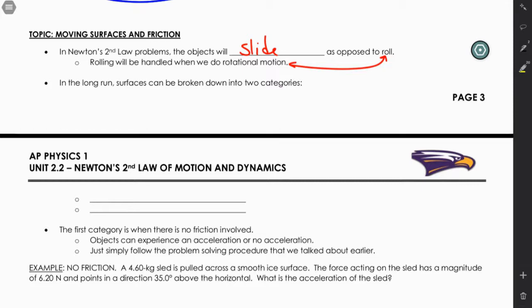Albeit that rolling friction is a lot less than sliding friction, between the two types of sliding friction, which are kinetic and static. And we'll get into that in another video or so, okay?